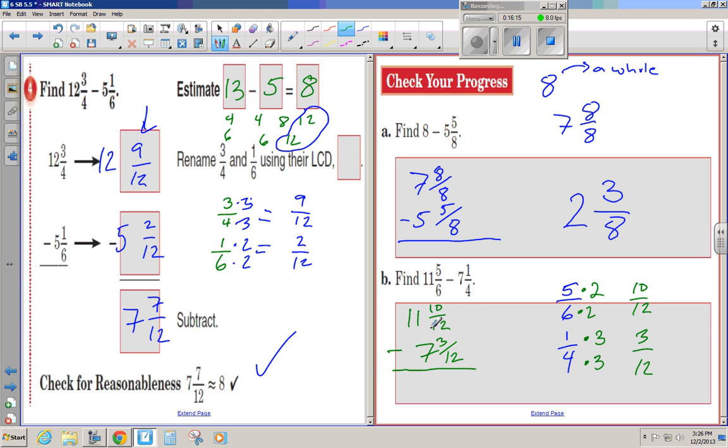So subtract. Do the fractions: 10 minus 3 is 7/12. 11 minus 7 is 4. 4 and 7/12 is our final answer.